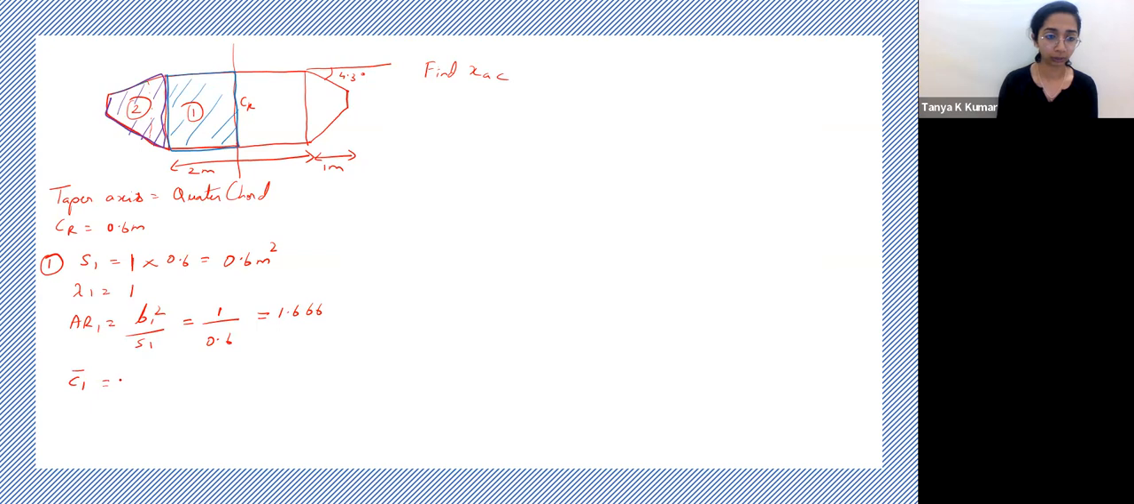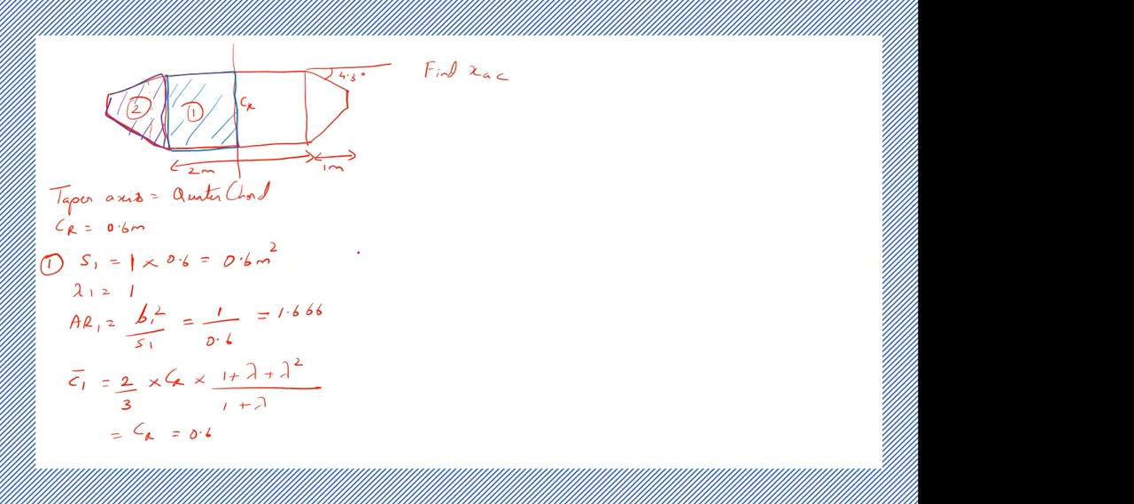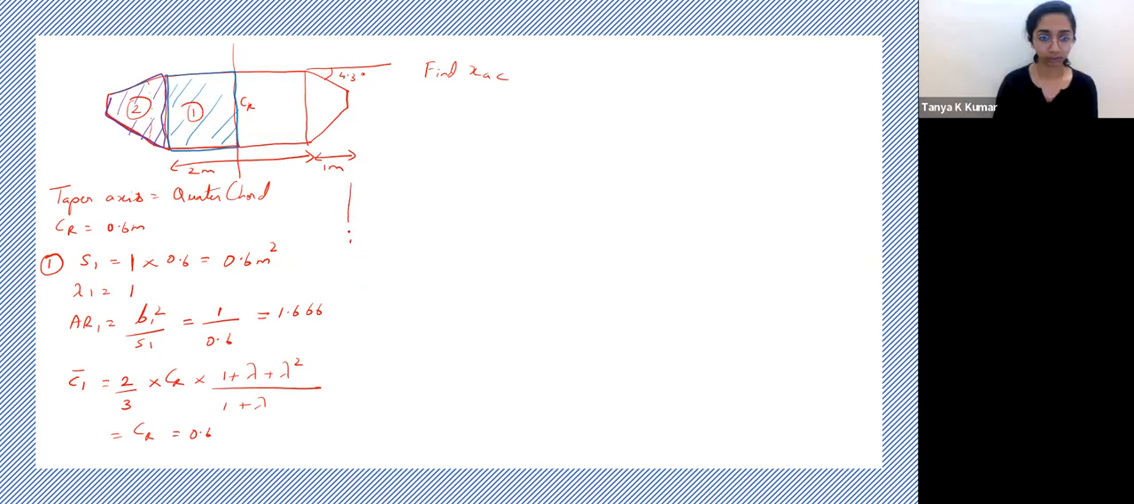What was the equation? 2 by 3 into CR into (1 plus lambda plus lambda square) by (1 plus lambda). In this case, lambda is 1. So you have just CR, right? So that's just 0.6. Now let's do it for the second.